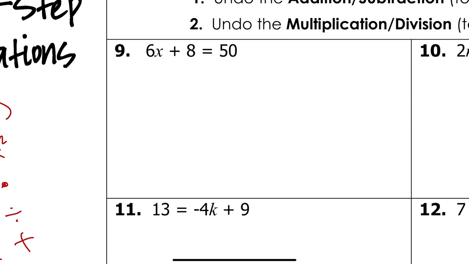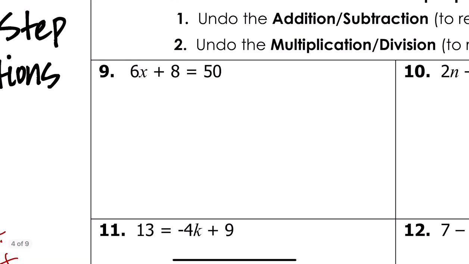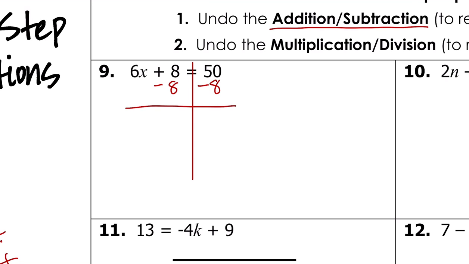Number 9. We have 6x plus 8 equals 50. So just like we said in the directions here, we're going to do addition or subtraction first. So we're taking a look at this, and I see that the 8 is the number that's being added. So to get rid of it, we are going to subtract 8 from both sides. And remember, by sides, I mean there's that line right there where the equal sign is. So let's follow through with that.